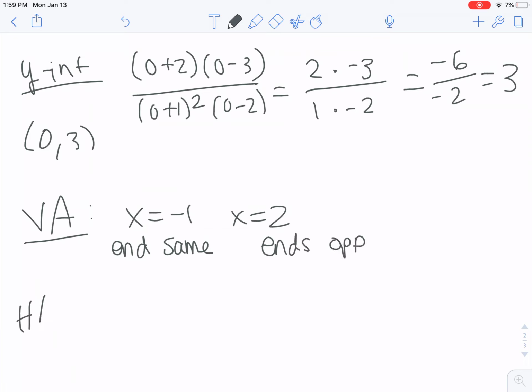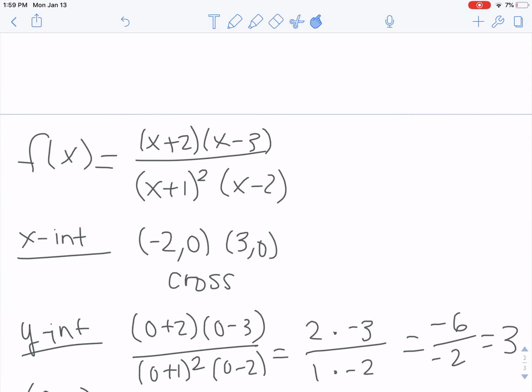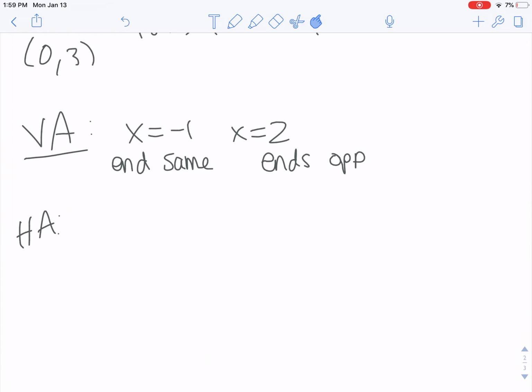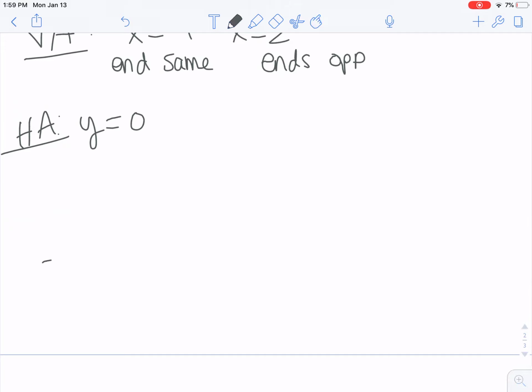Last thing I do is my horizontal asymptote. The degree of the top is 2, and the degree of the bottom is 3. So if you go back and look at your rules for horizontal asymptotes, if the degree of the top is less than the degree of the bottom, then the horizontal asymptote occurs at y equals 0. So since our top has a degree of 2 and the bottom has a degree of 3, we have a horizontal asymptote at y equals 0. So now we're going to put all that together and graph.